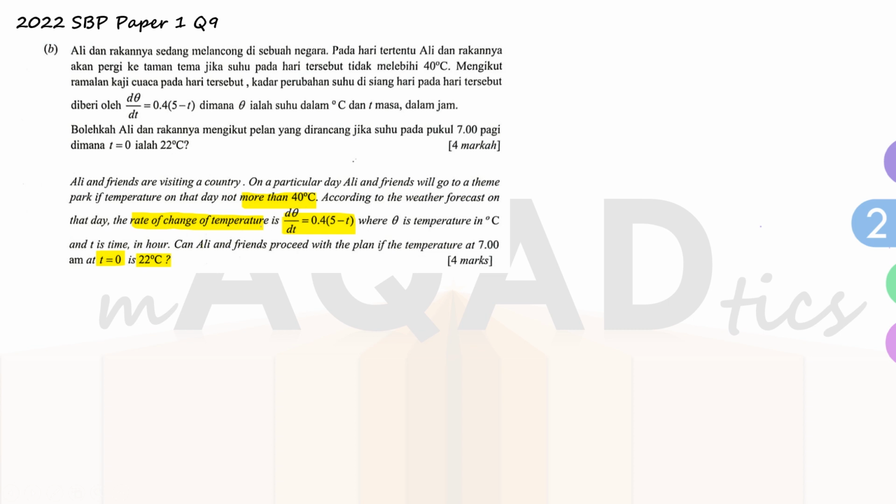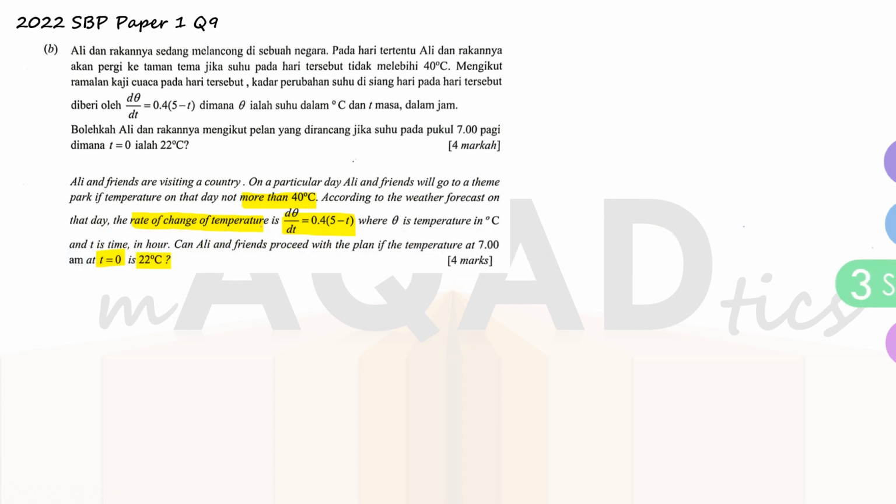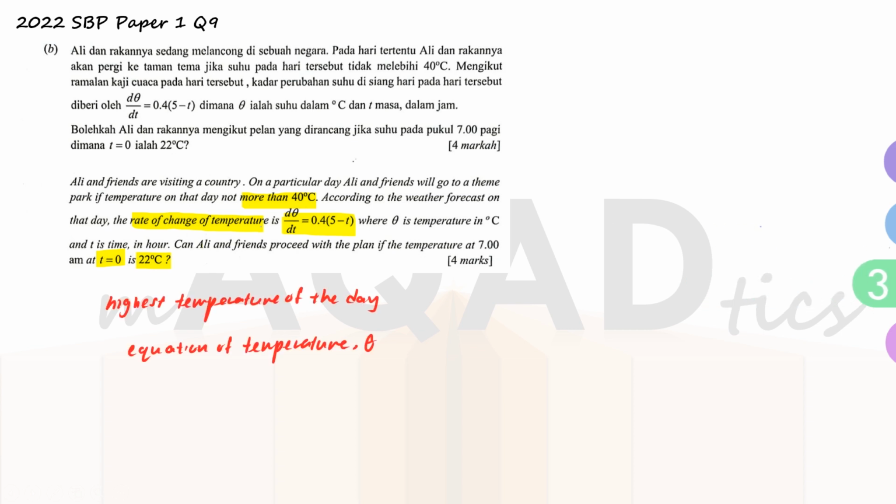So this is the aim of this video, which is how do we apply integration to solve these kinds of real life scenarios. To solve this question, we need two supporting data. We need to know the highest temperature of that day, but we couldn't find this because we don't have the original equation of temperature. So firstly, we need to find this. Then later on, we need to find the thing that we want.